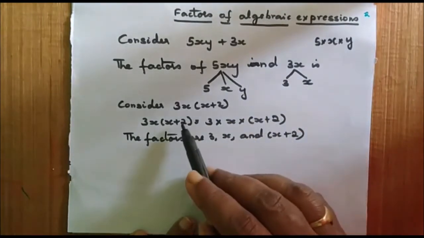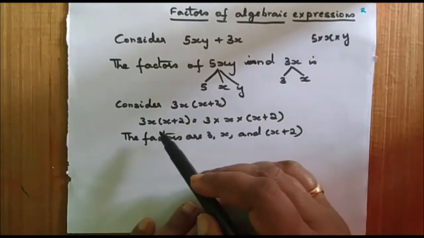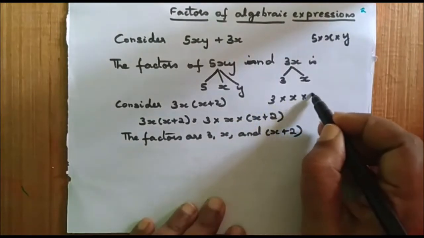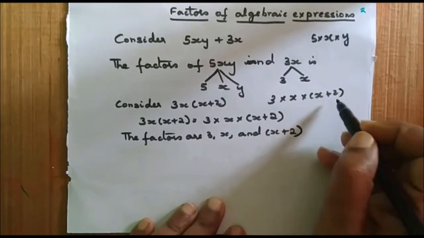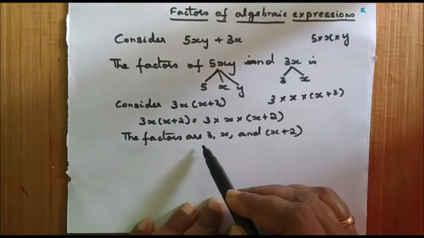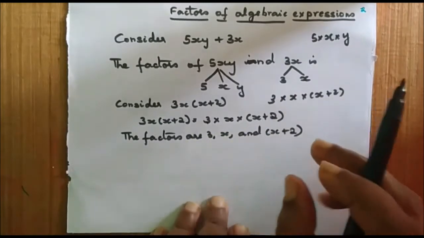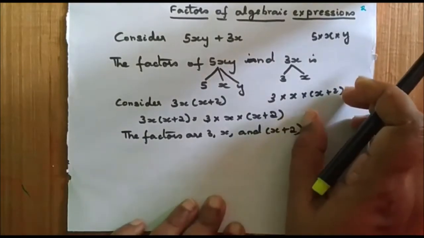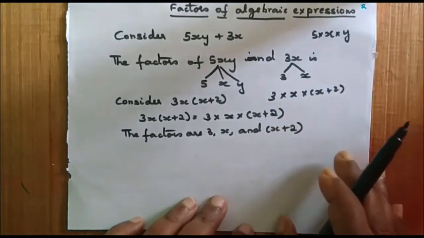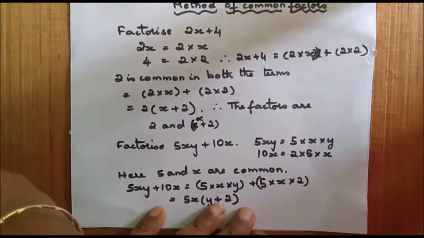Similarly, the factors of 3x are 3 and x. Okay. Now let us consider another expression, 3x into x plus 2. Here, how is this written? 3 into x into x plus 2. So, the factors are 3, x and x plus 2. I hope you get it. Here, x plus 2 comes under a bracket, so we'll maintain it as it is. Okay. Now let us go to the next one.